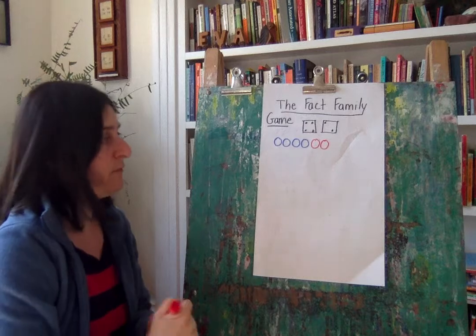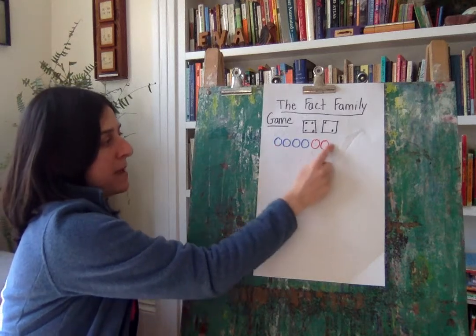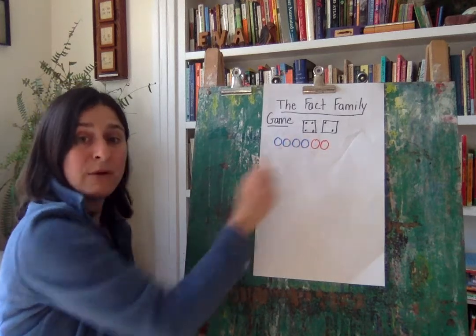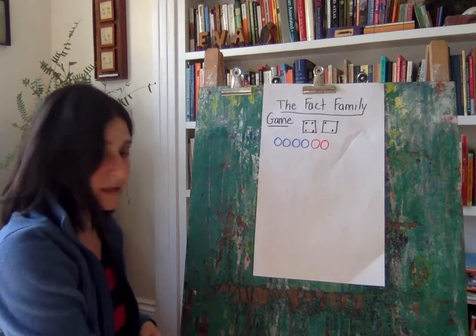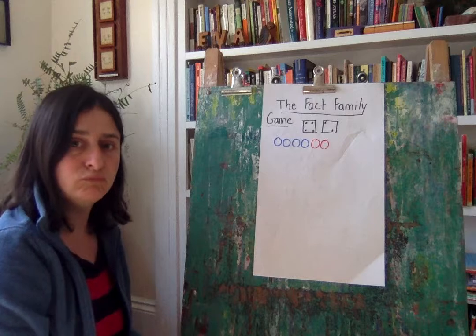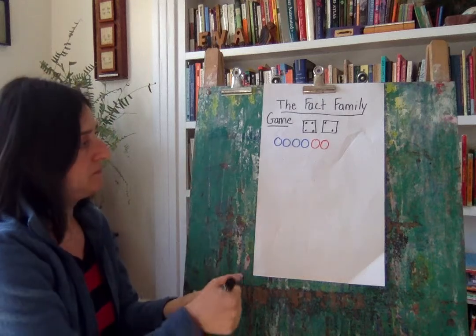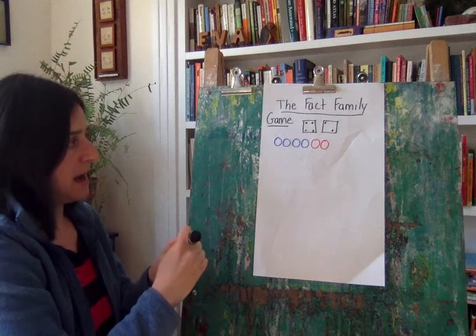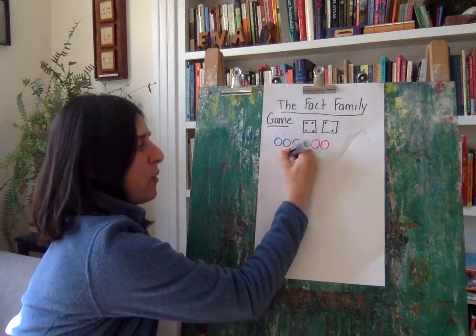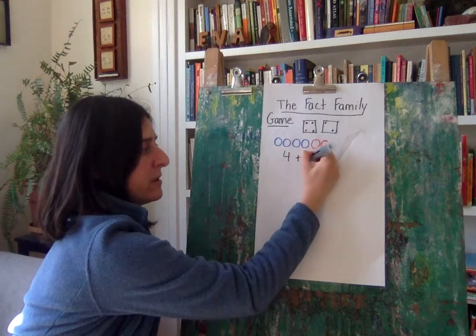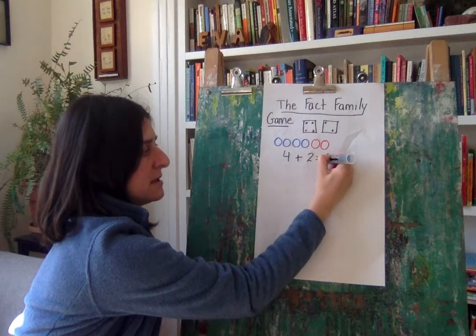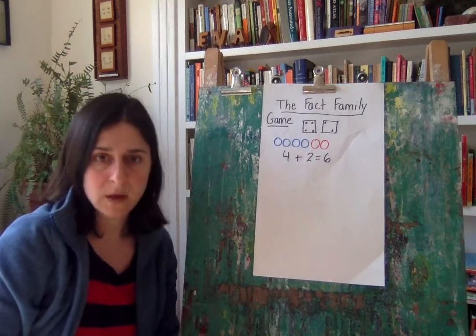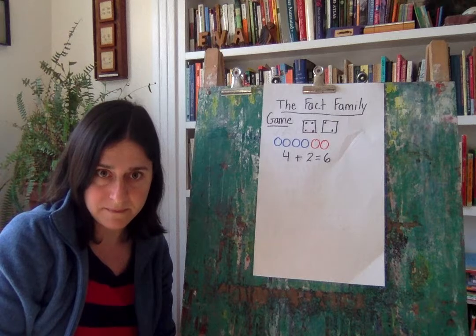Now I'm going to figure out how many that is all together and write an equation for it. Okay, so what's 4 and 2 all together? 4, 5, 6. And I'm going to write 4 plus 2 equals 6. Okay, that's how you start the game.